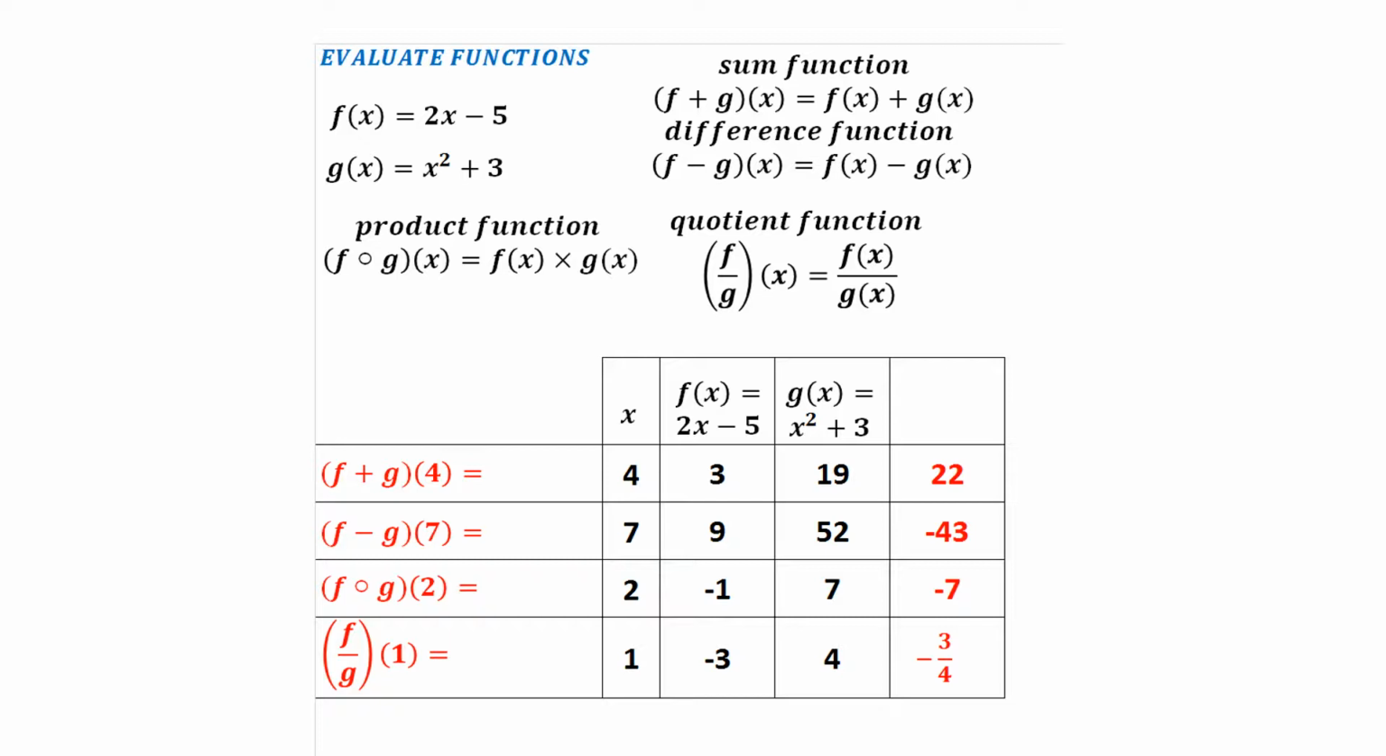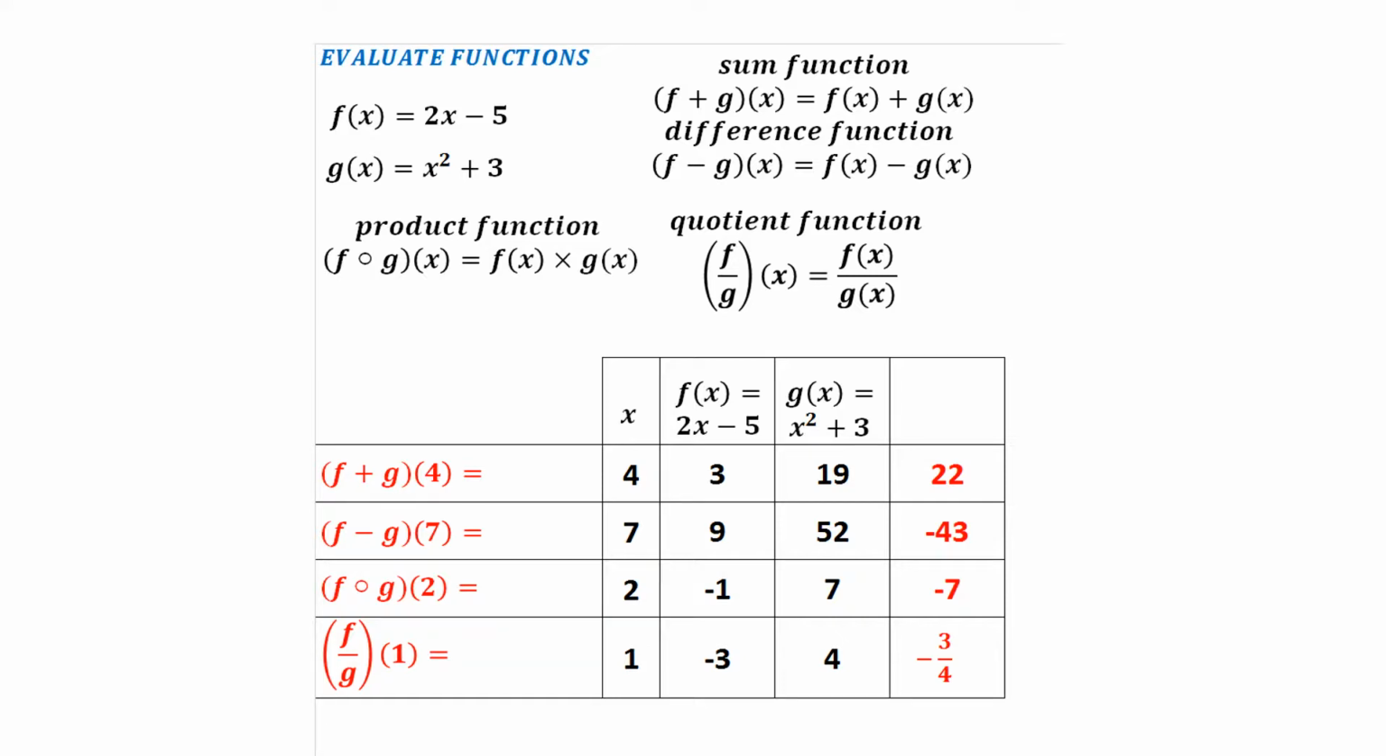So in the table below, let's say we want to know what f plus g of 4 is. F minus g of 7. F times g of 2. F over g, the quotient function of 1. Let's work out the individual values for 4, 7, 2, and 1.